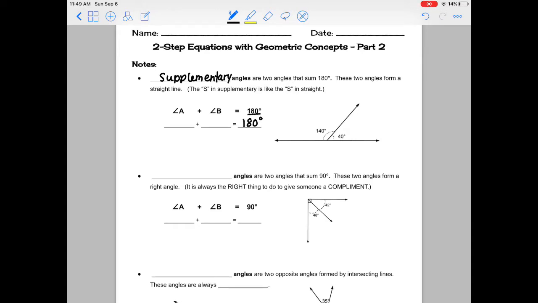So in our first example, we have 140 degrees and 40 degrees. Angle A would be 140 degrees. Angle B will be 40. So that gives us a total of 180 degrees.